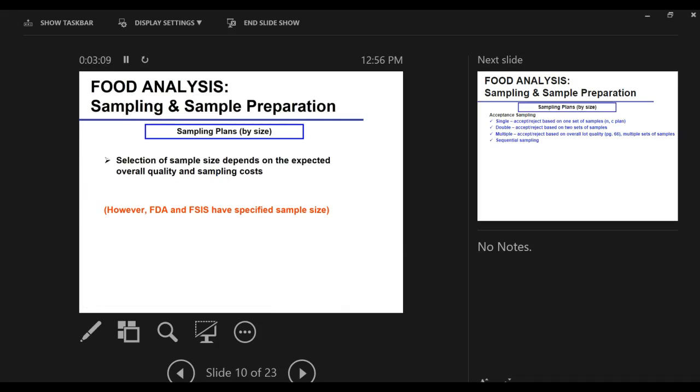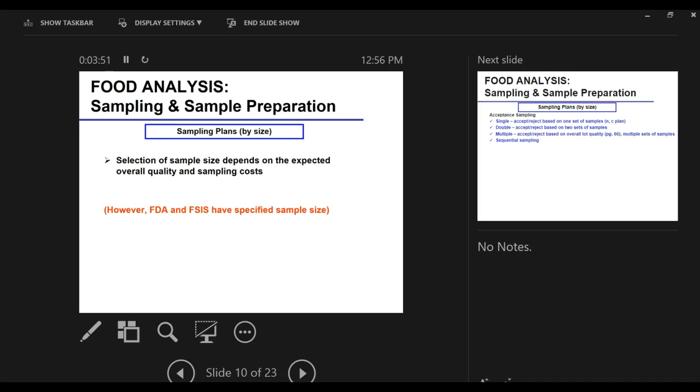So the size, that means how many samples or how many sets of samples we put out, is really dependent on our purpose. What do we want to look at, overall quality? What would be the sampling cost? What is the objective of the analysis? So many different variables. But if we are doing analysis for a certain component that is regulated by the government, like nutrition labeling, we have to follow the way they want us to do it. So the specific sample size is dictated by that agency.